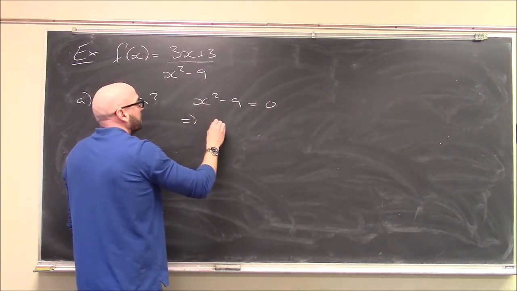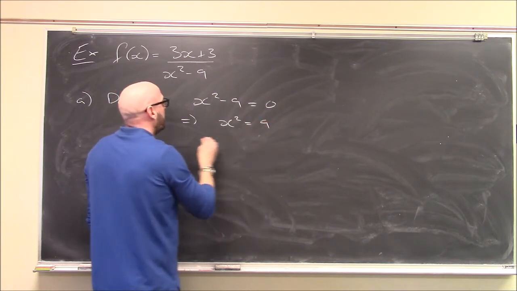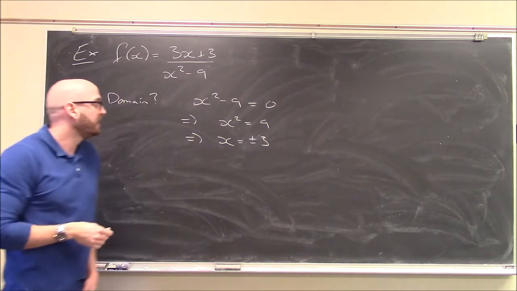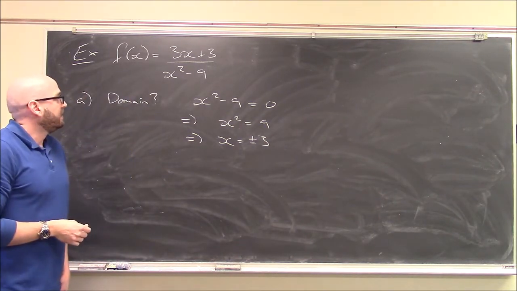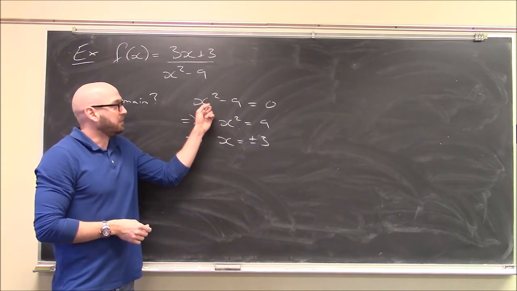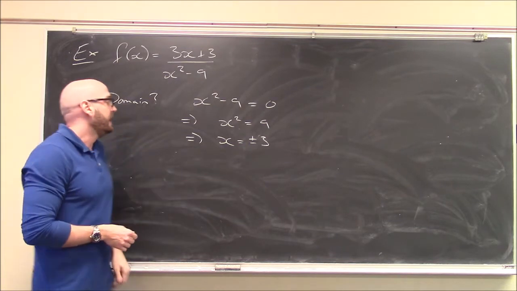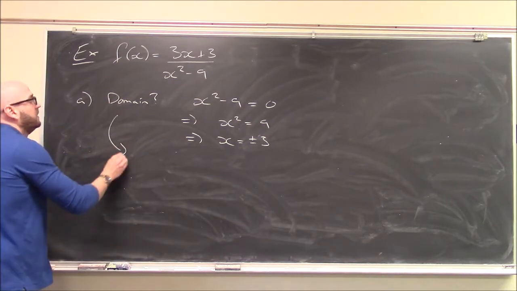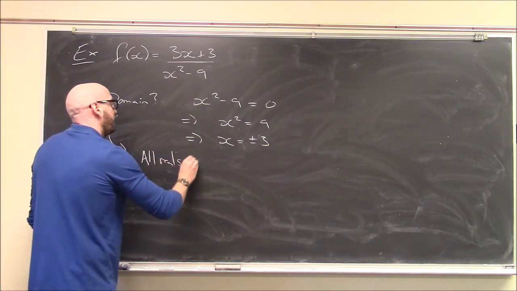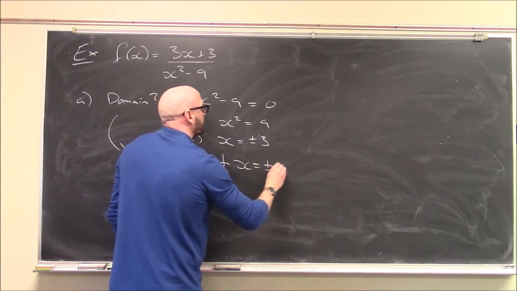Well, this of course factors very nicely. I don't even need to factor this. I could just say this means x squared is 9, so x is plus or minus 3. I could also have factored this as a difference of two squares, x minus 3 times x plus 3 equals 0, but you get the same answer. x is plus or minus 3. So the domain is all real numbers except x equals plus or minus 3.